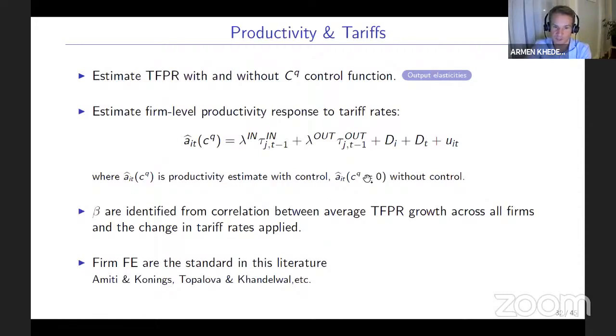So what I'm going to do is I will estimate TFPR the way I just showed you, and I will include or not the control function. And then I will run a regression where I regress this productivity on lagged input tariffs and lagged output tariffs, and firm level fixed effects and time fixed effects. Now, the fact that we're including firm fixed effects basically says that you're comparing one firm over time. And then the coefficient, this should say lambda, will identify the correlation of the average TFP growth across all firms given that changes apply.